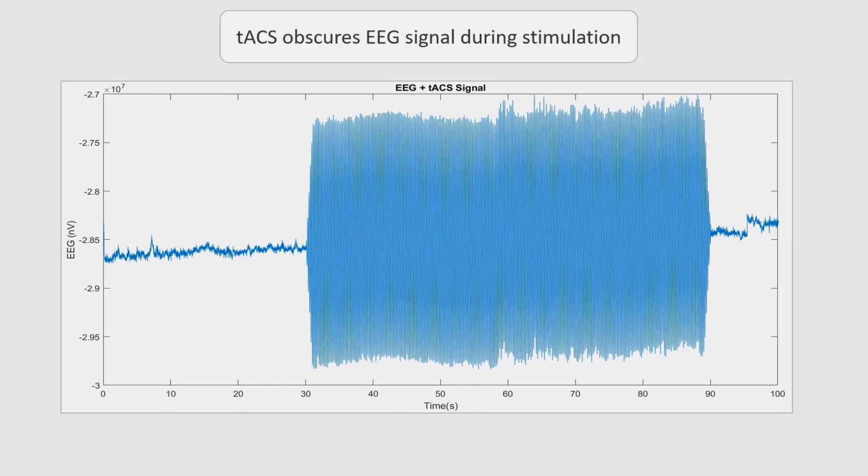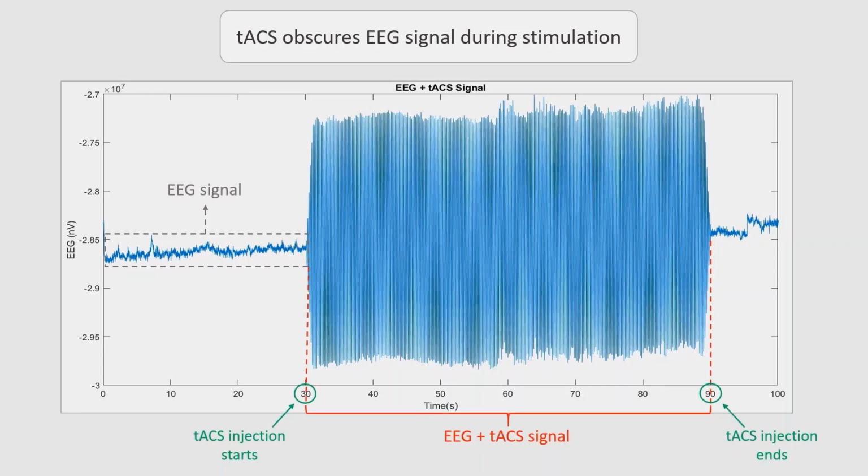As shown in the figure, EEG is visible from 0 to 30 seconds. TACS is injected at the 30-second mark until the 90-second mark. It is obvious that the TACS artifact completely obscures the EEG, making it impossible to monitor.